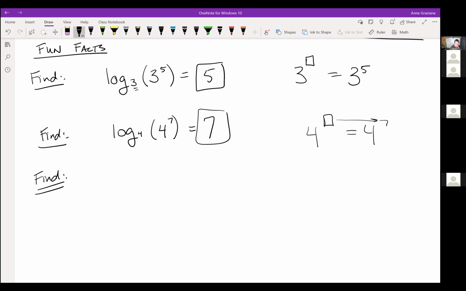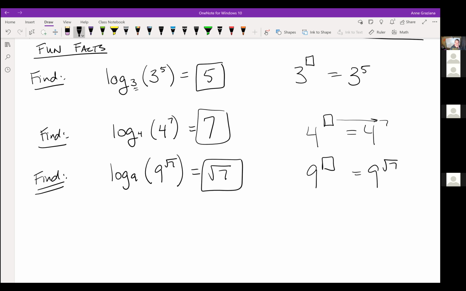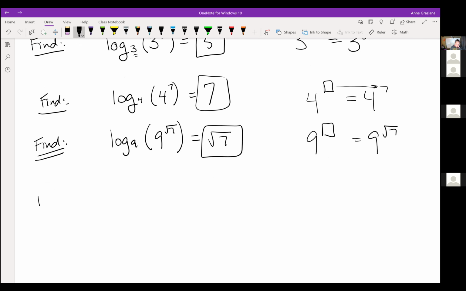Log base 9 of 9 to the square root of 7. Well, it's similar. 9 to what power will give me 9 to the square root of 7? Square root of 7, right? That's the power. It doesn't matter if it's weird. That's just the exponent that goes on 9 that will give me the input. All right, so what do you guys notice here?